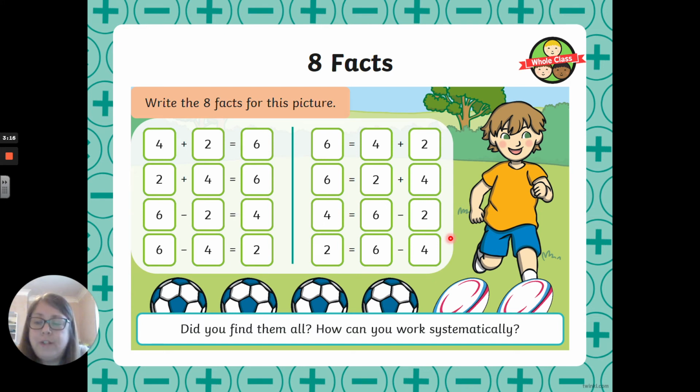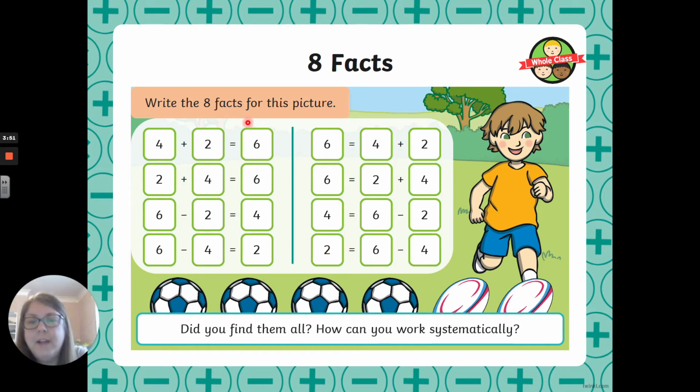This question says, did you find them all? I'm sure you did. How can you work systematically? Now, sometimes people might work systematically differently. So I'm going to give you 2 options because this is set out how I personally wouldn't do it. So this is set out where you would do your 2 addition and 2 subtraction with your whole at the end. And then this is set out where you would do your 2 addition with the whole at the beginning. And you would do your 2 take away with your whole there, but your equals at the beginning.